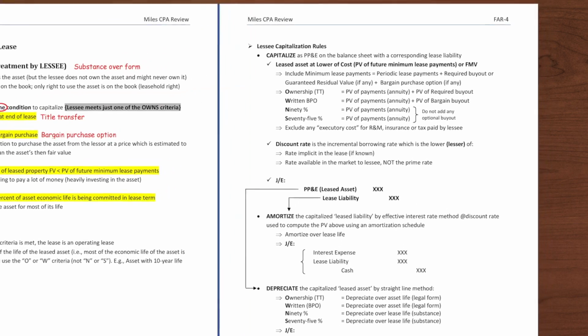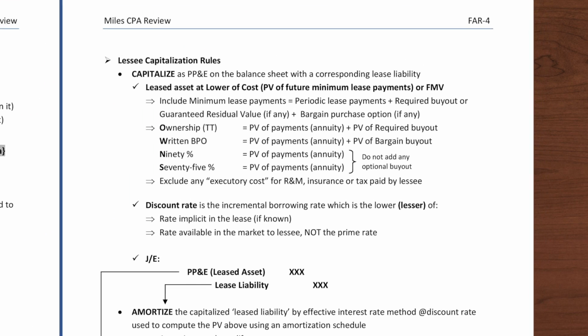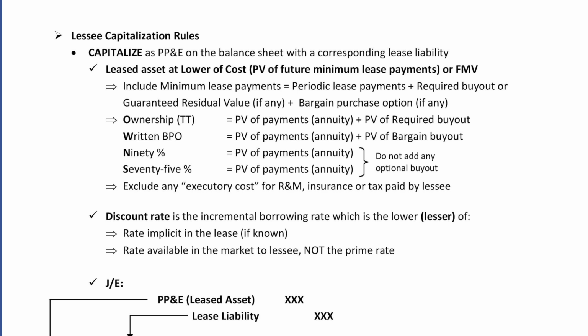You know, it's a capital lease when the lessee owns. On page 29, we're looking at lessee capitalization rules. We know that in a capital lease, the lessee is going to capitalize the leased asset as PP&E on the balance sheet with a corresponding lease liability. The leased asset is recorded at the lower of cost or fair value. We just looked at how to calculate the cost. Highlight: present value of future minimum lease payments.